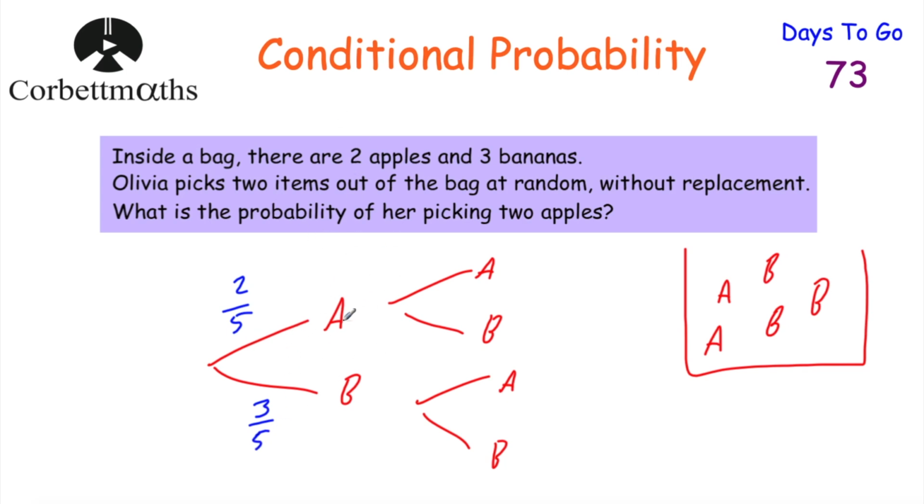Now let's consider if the first piece of fruit taken out was an apple. So let's say an apple's been taken out, so that apple's gone, and we're now left with 4 pieces of fruit in the bag. There's 1 apple and there's 3 bananas.